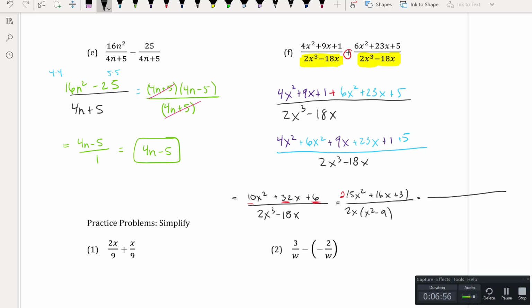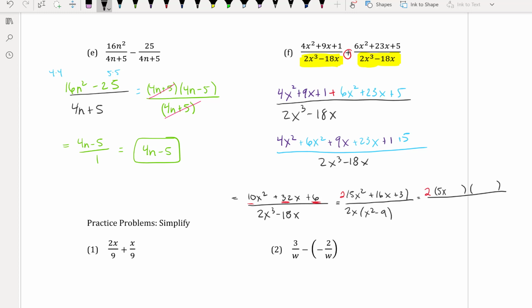And this can definitely factor further. So I still have that 2, it's hanging out. And I have a 5x and an x. 3 and 1 gives me a positive 3. So 15x and 1x is a 16x, so that's how that factors. And don't forget you have a difference of squares, so you have an x plus 3 and an x minus 3. So now that everything is fully factored, I can cancel everything out.